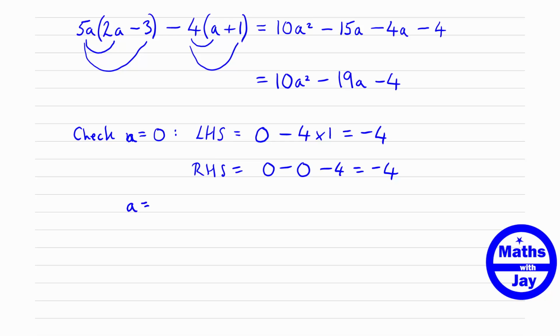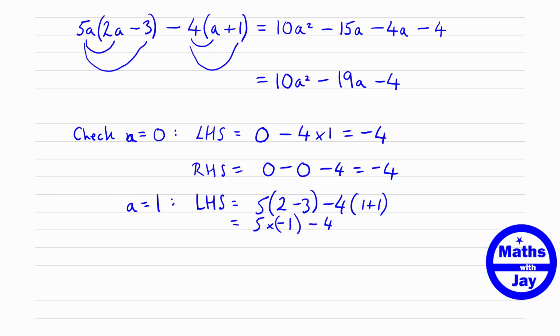So now let's try a equals 1. When we do that, the left-hand side is going to be equal to 5 times 1 times 2 times 1 minus 3 minus 4 times 1 plus 1. So that's equal to 5 times minus 1 minus 4 times 2. So that's going to be minus 5 and then minus 8. So that's equal to minus 13.